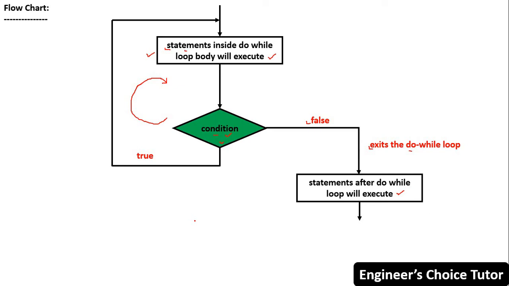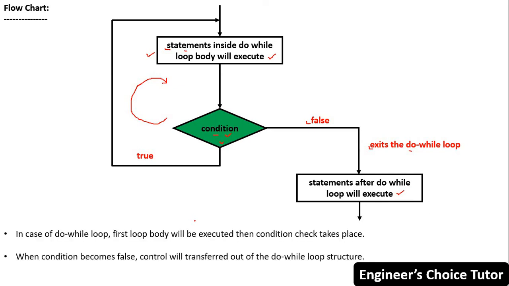Now let's discuss the important rules regarding the do-while loop. Before that, I have mentioned these two points just for your notes. In the case of a do-while loop, first the loop body will execute, then the condition check takes place. When the condition becomes false, control will be transferred out of the do-while loop structure. Now let's see the important rules.